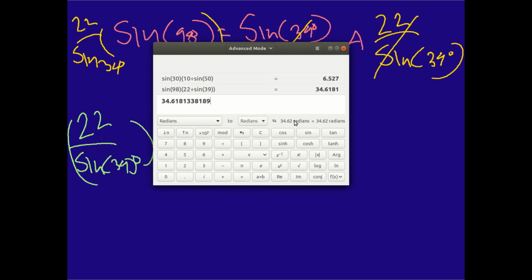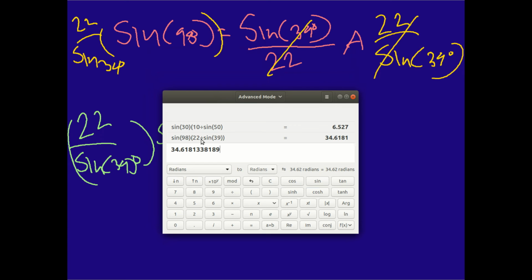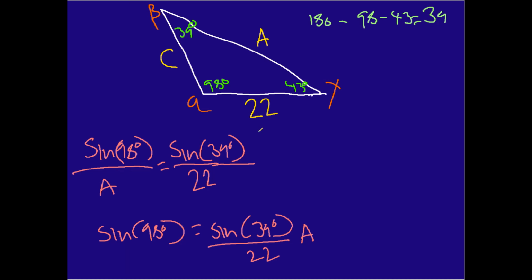So I go to my calculator, and I already put it in there for you, but you can see right here I put sine of 98 times 22 divided by sine of 39, and our final answer is 34.68. So in other words, a equals 34.68. Now if I go back to my problem here, I know that the angle A equals 34.68. And then we can repeat this process if we desired to find out what angle C is. We could if we wanted to, but I think you get the idea of how this is addressed in terms of what you need to do.